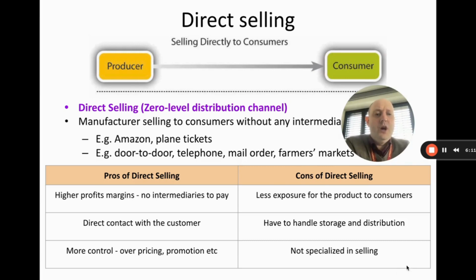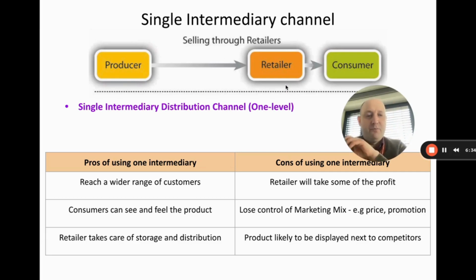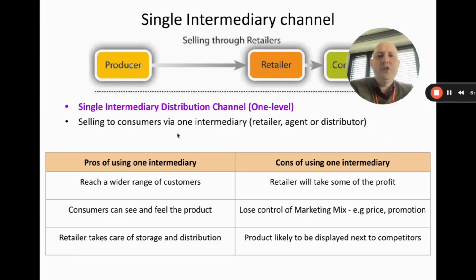So moving on to retailer, and this will make a bit more sense when I talk about the expertise in selling. A retailer is called a single intermediary distribution channel, a very long word, but basically it just means we're using a retailer. We can also call this a one-level distribution channel because we have one intermediary in getting from producer to consumer. So this is selling to consumers via one intermediary. This is normally a retailer, but can also be an agent or a distributor. Some examples here would be a supermarket, a bookstore, or a real estate agent.